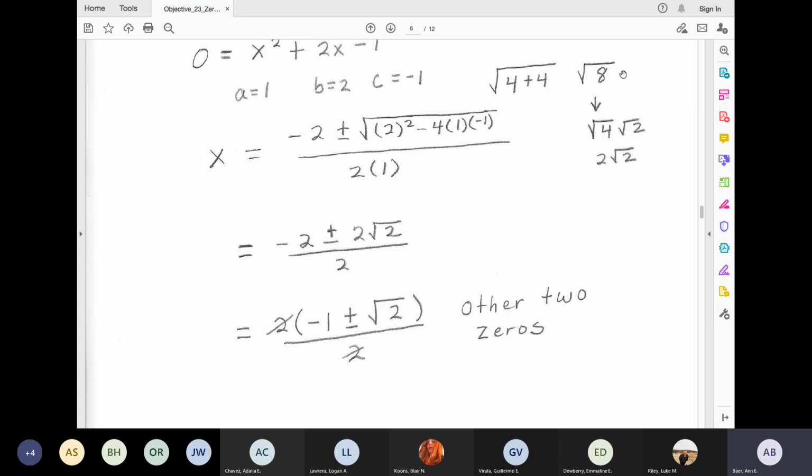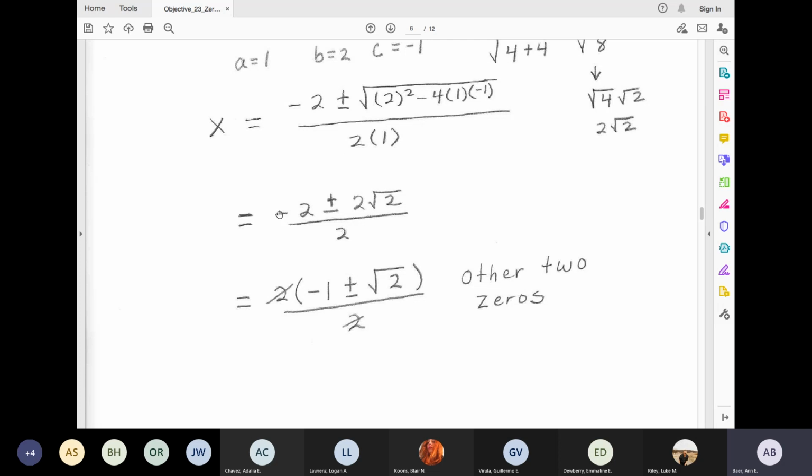So we have square root of 8, which we can break down. 8 we can factor into 4 times 2. So we get square root of 4 times the square root of 2. The square root of 4 is 2. So we get 2 square root of 2. So now we have negative 2 plus or minus 2 square root of 2 all over 2 times 1, which is 2. So let's factor a 2 out of the top.